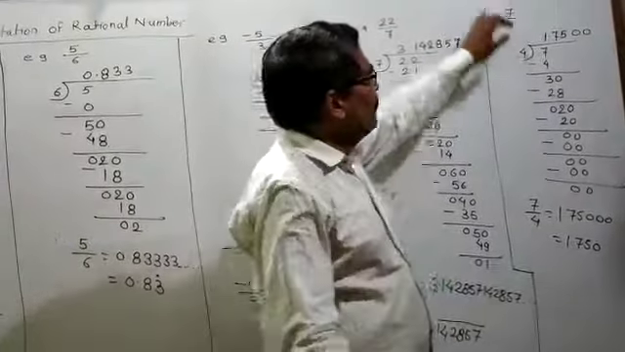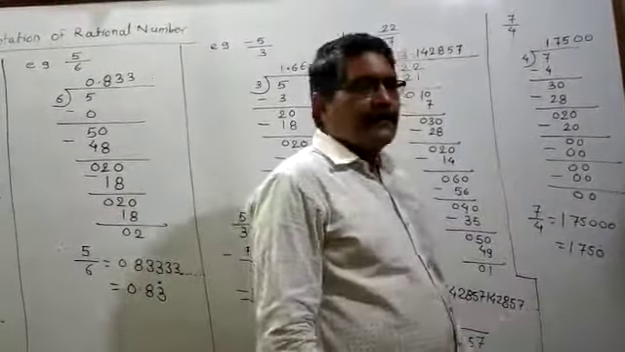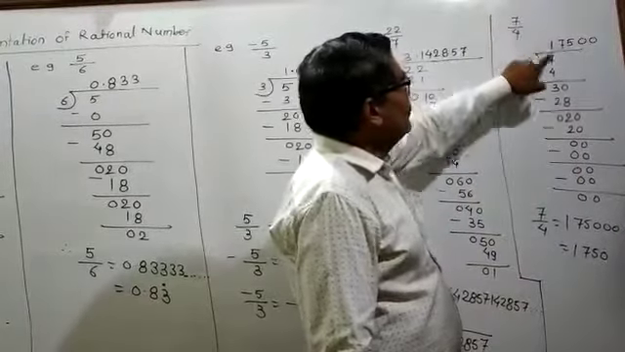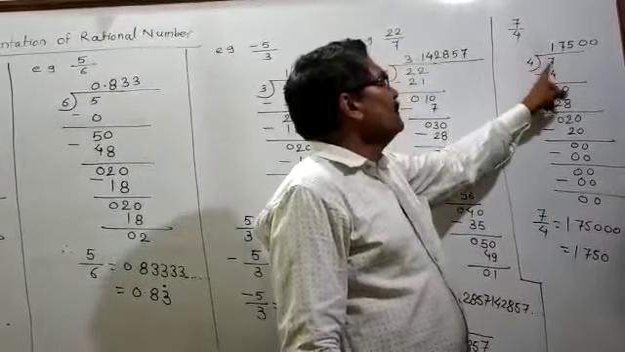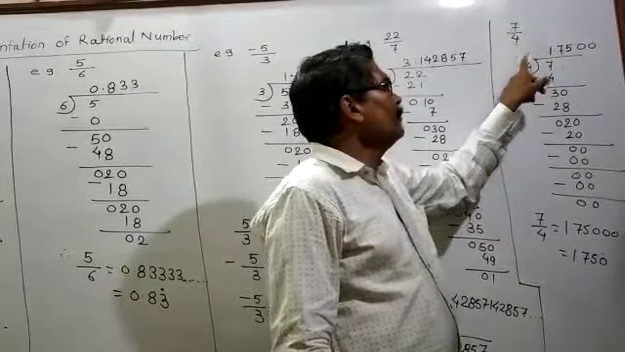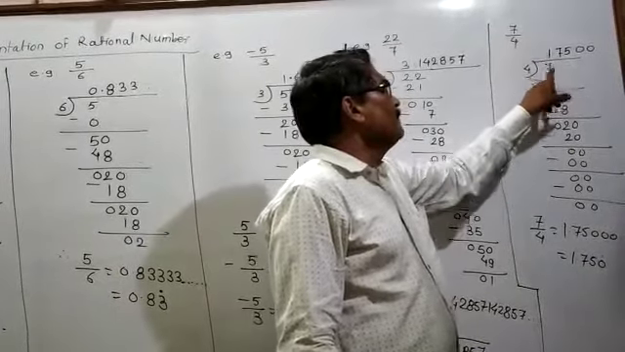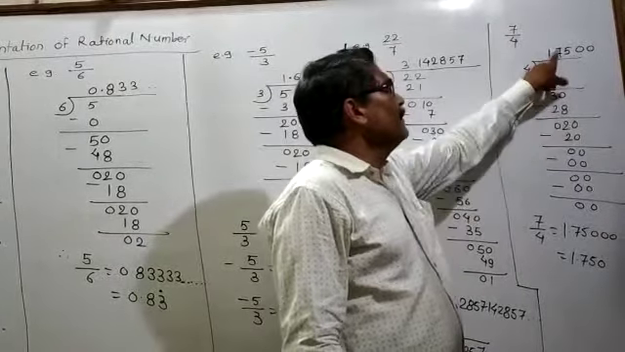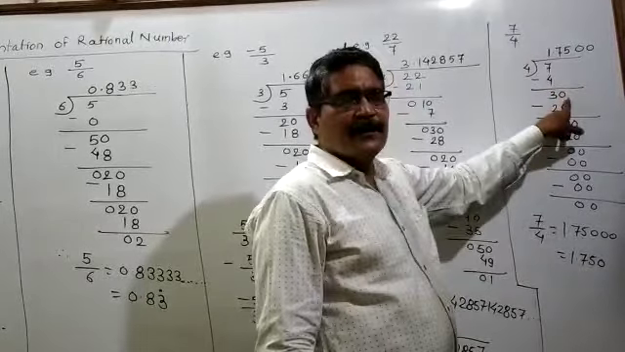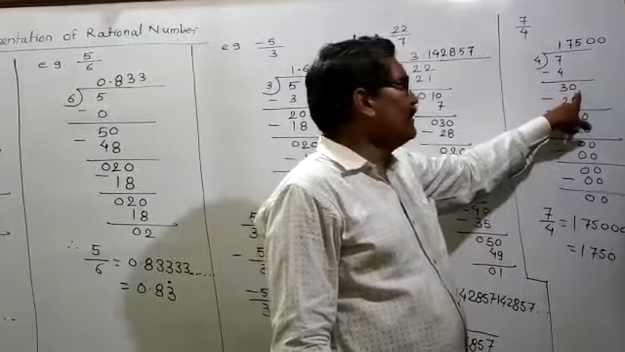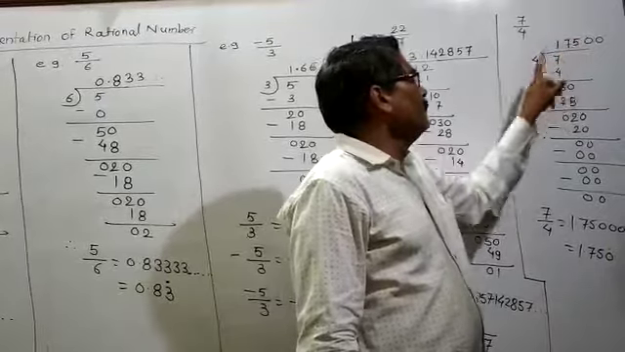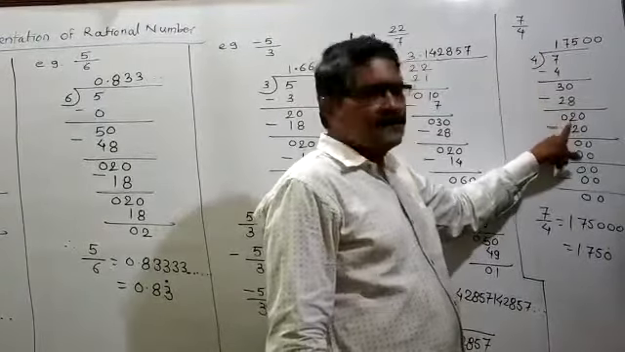Then take 7 upon 4. You have to divide this 7 by 4. 4 ones are 4. 7 minus 4 is equal to 3. You have to give the decimal point. Due to that, for each and every step of division, 0 will come. Then 4 sevens... 4 sevens are 28. 30 minus 28 is equal to 2.